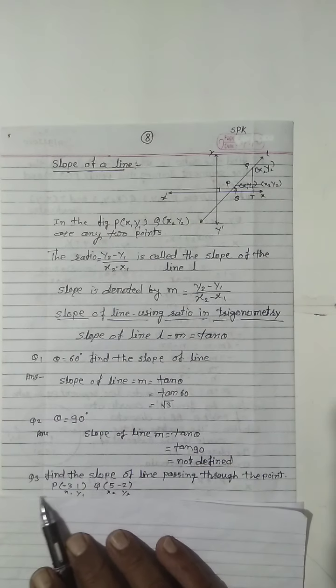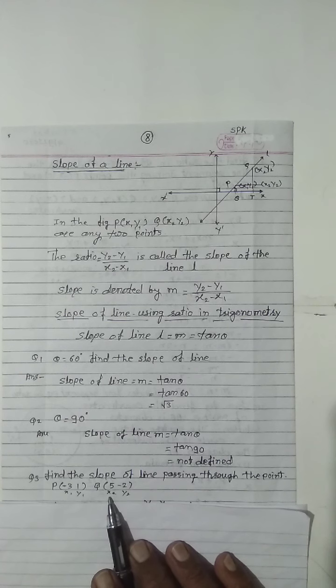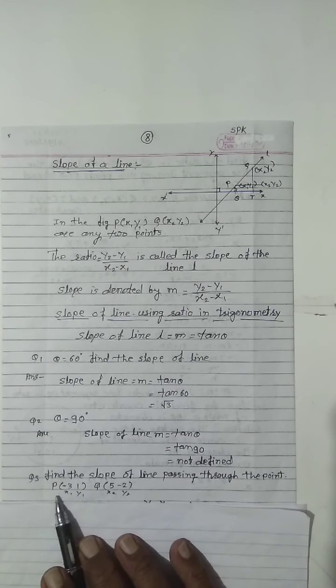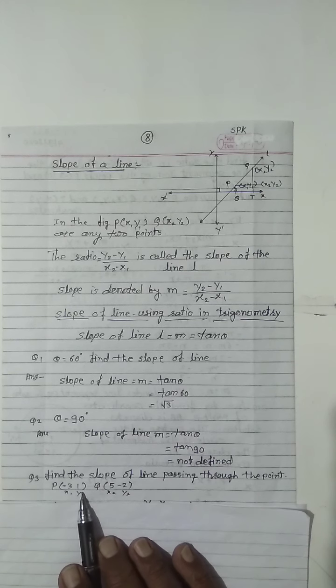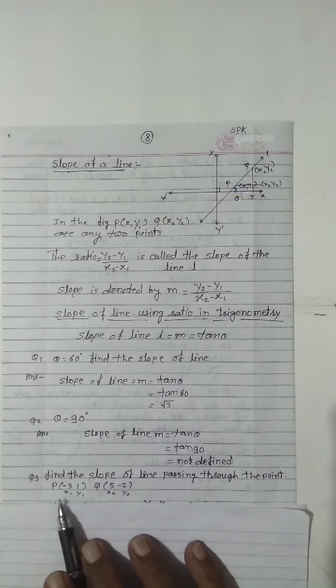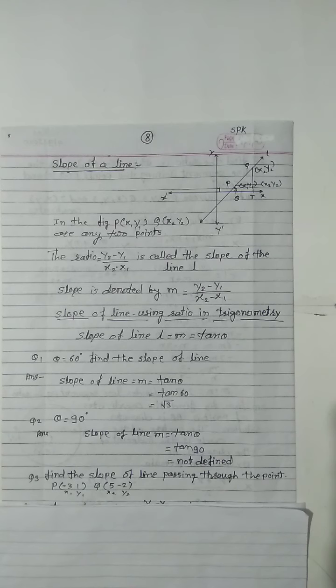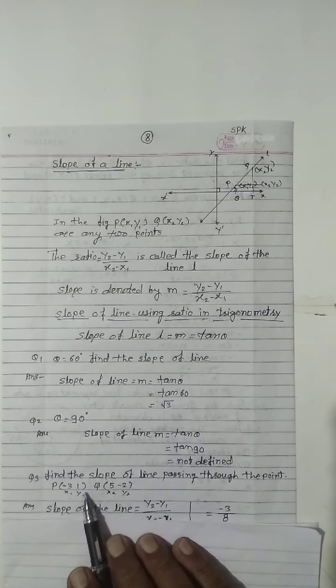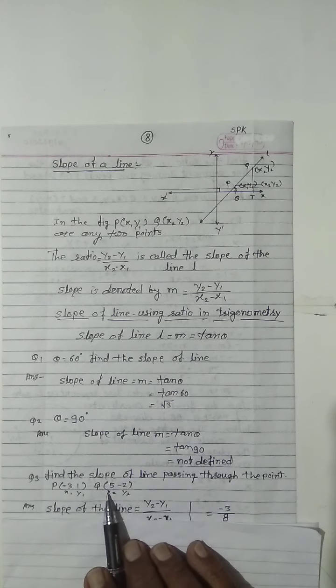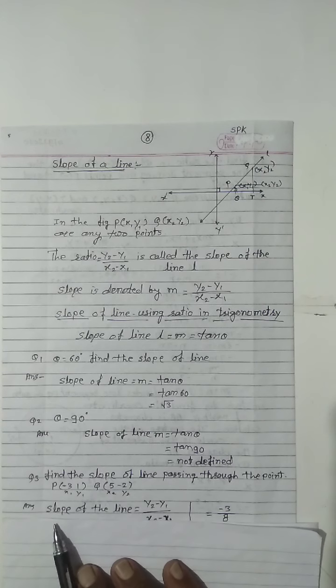Then see the third question. In this question two points are given. Those points lie on the line. The coordinates of point P are minus 3, 1 and the coordinates of point Q are 5 comma minus 2. Now we write the coordinates of point P as x1, y1 and Q as x2, y2. The value of x1 is minus 3, y1 is 1, x2 is 5 and y2 is minus 2.